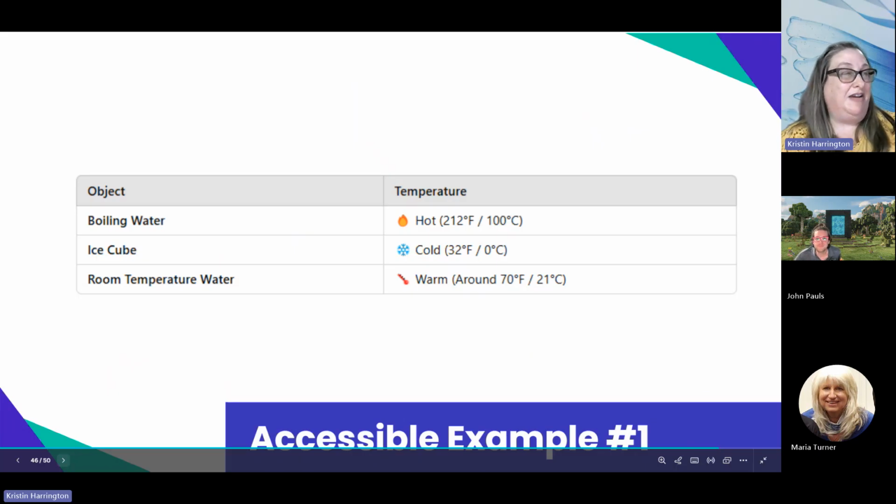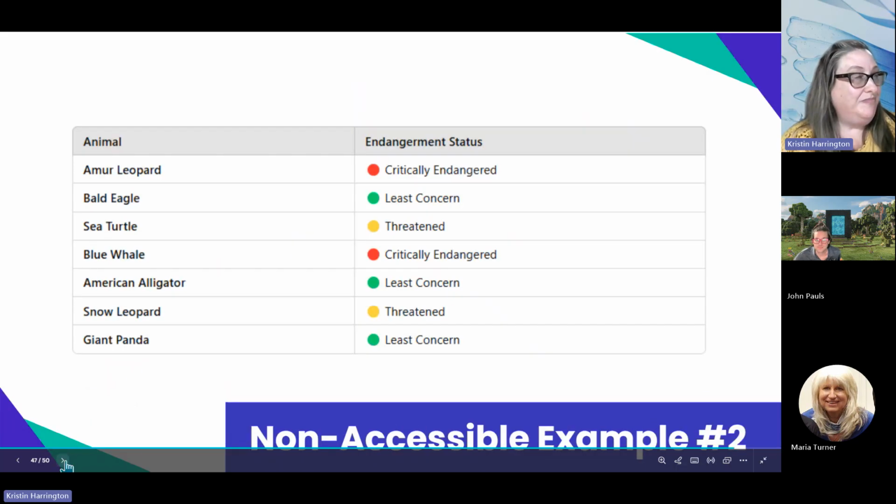So in this example, we could actually put a little flame to represent hot. They actually went a step further and added the temperatures there, which also could be really helpful in a science lesson. For cold, we have the little snowflake, and then warm is that little thermometer there. So that is what we would want to do.